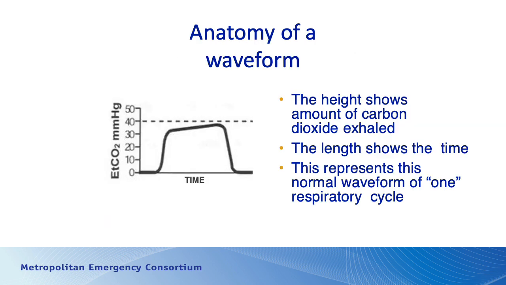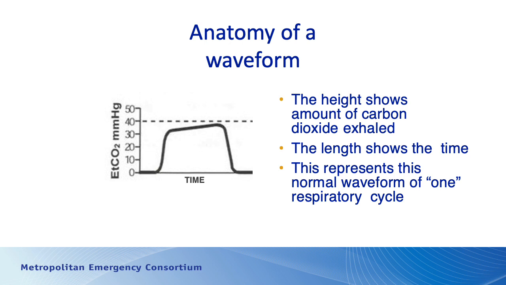Let's talk a little bit about the anatomy of a waveform. This is a typical waveform you see with capnography, and it's basically a measure of end-tidal CO2, or CO2 that's being measured during a period of time. So the x-axis is time, the y-axis is CO2 level, and we consider a normal CO2 to be 40 plus or minus a couple points. So that's what a waveform looks like.